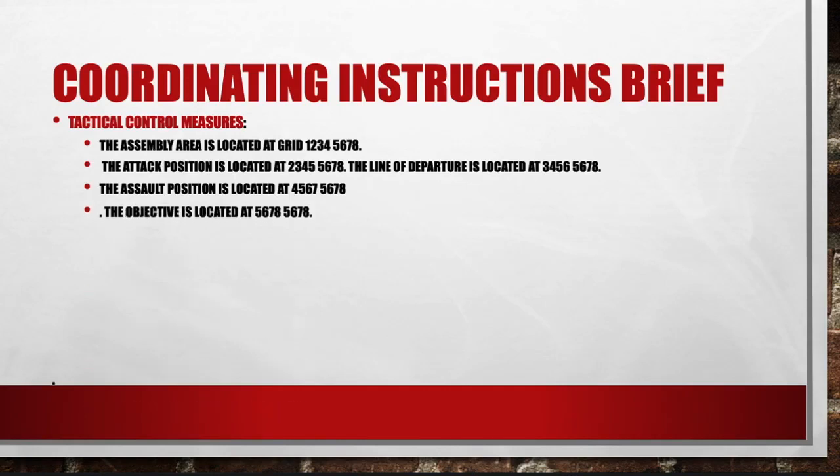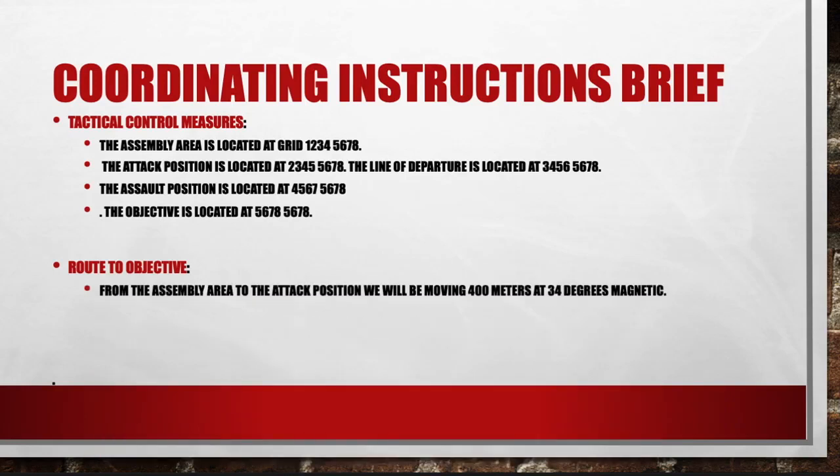The assault position is located at grid 4, 5, 6, 7, 5, 6, 7, 8. I say again, 4, 5, 6, 7, 5, 6, 7, 8. The objective location is located at grid 5, 6, 7, 8, 5, 6, 7, 8. I say again, 5, 6, 7, 8, 5, 6, 7, 8. The route to the objective.